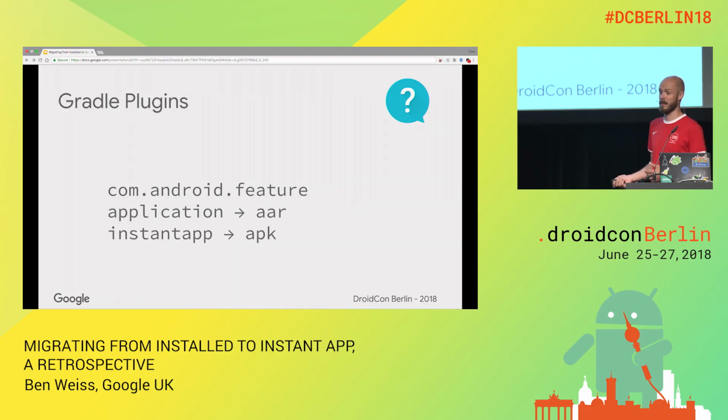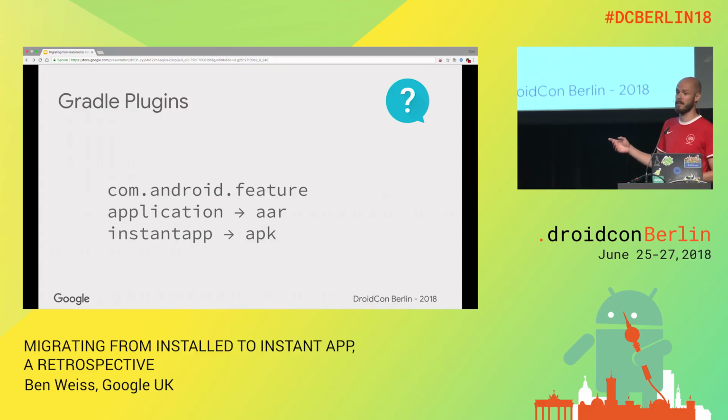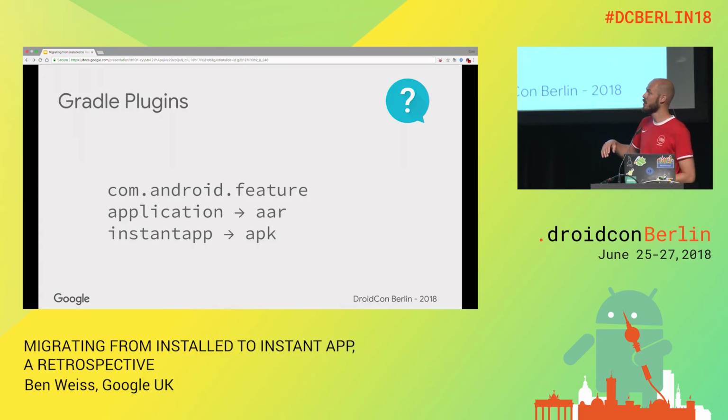And there is the feature plugin. A feature plugin is basically an iteration on the library plugin. So for an application, it will create an AAR, and that AAR will then be compiled into the application itself. For the instant app plugin, it will create an APK, which then will be packaged into the resulting file.